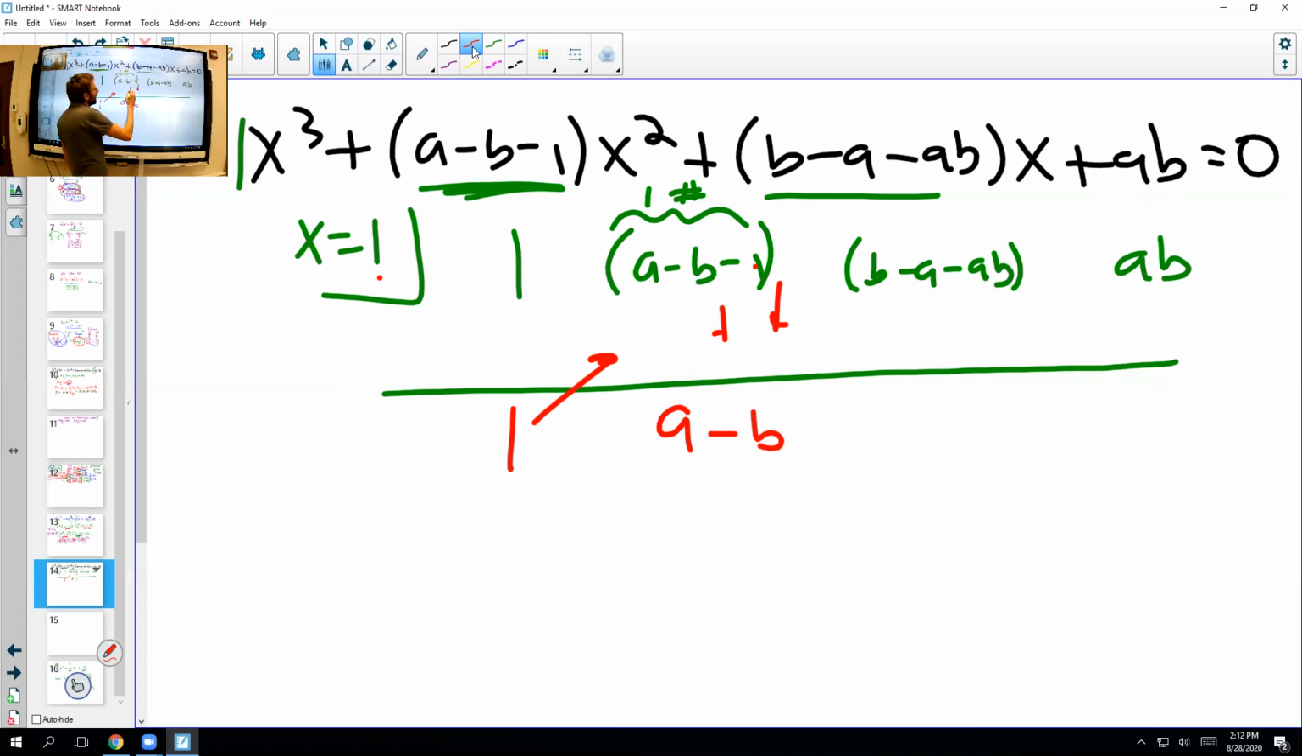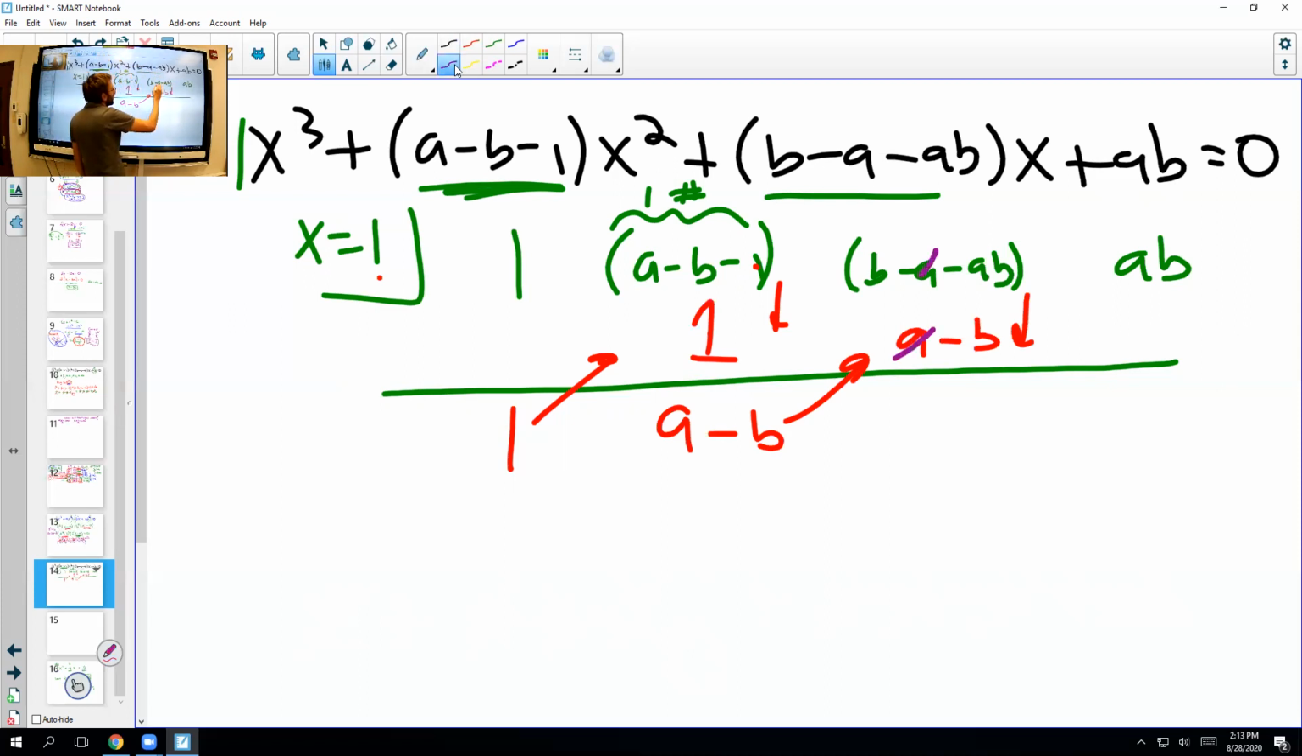Sorry, this is a 1 right here, and we're left with A minus B when we add going down, because again, this one canceled with this one. Okay, so we keep going. We're going to multiply A minus B times 1. Well, that doesn't change. And then we add going down, and look at what happens here.